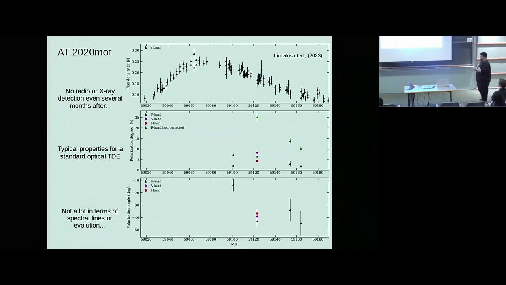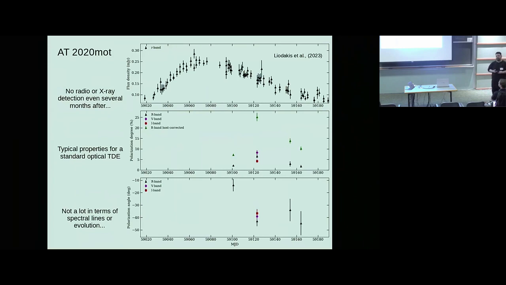So we see this polarized flare that is offset from the main peak, and at maximum it's 25%. And then when that happens, we also see this change in the polarization angle. So my immediate reaction to this was that we're looking at the jet. This is what jets do.